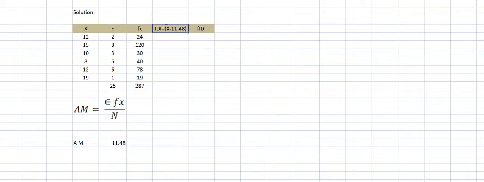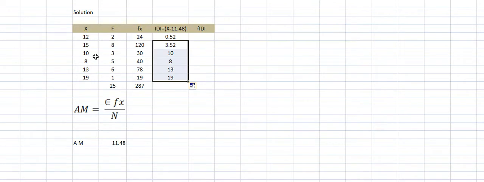So you need to subtract here 11.48. That is, in the modulus d, x means all these numbers minus this 11.48. So 12 minus 11.48, you write it here. So you will get this one. Similarly 15 minus this 11.48, so we will get this one. Like that you do it continuously.